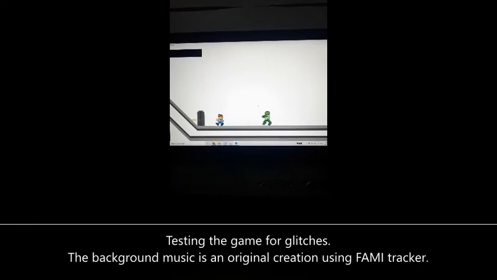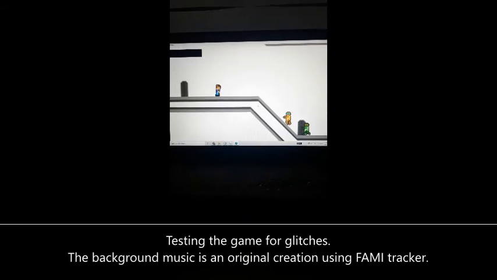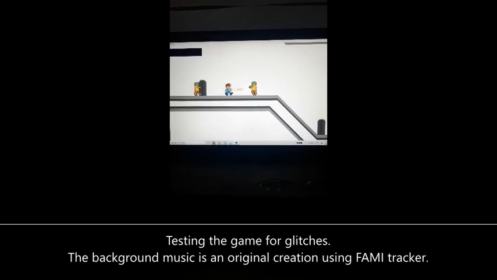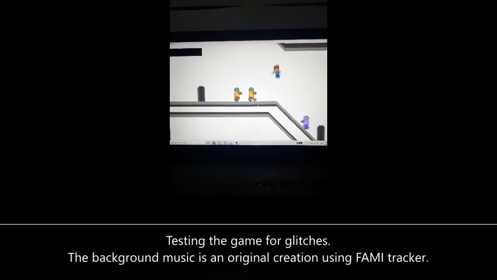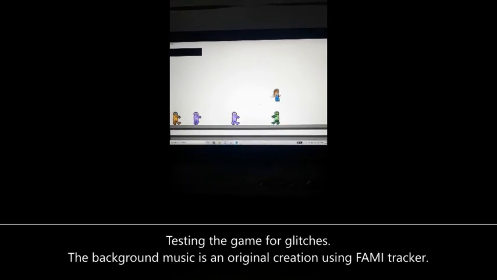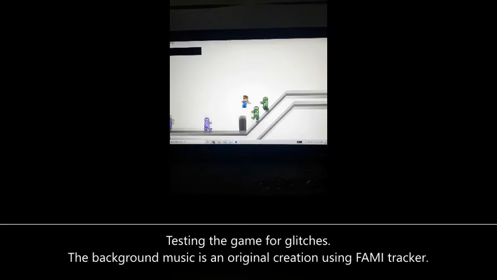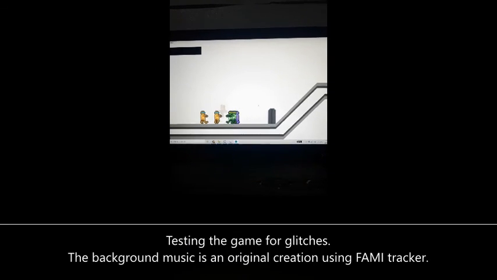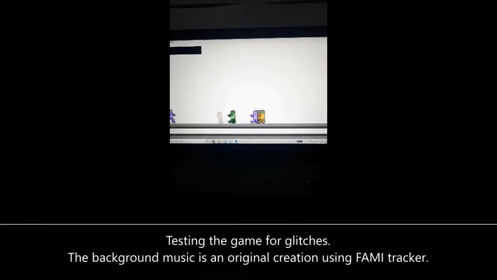Why haven't you died yet? It's like 1% of damage that I have left. So one more hit. Yeah. Did you get it? No. Are you glitching right now?